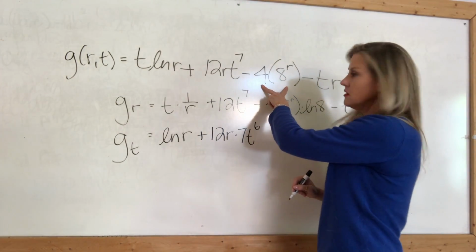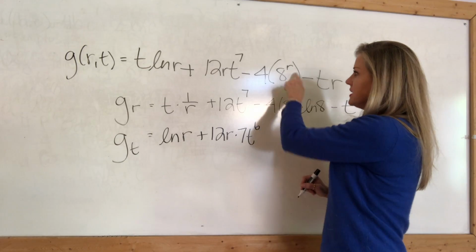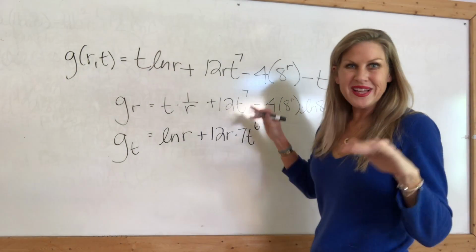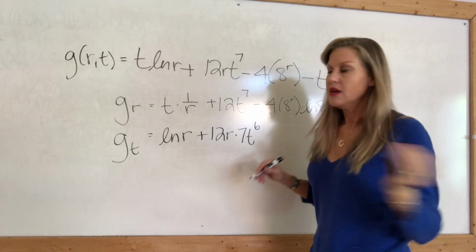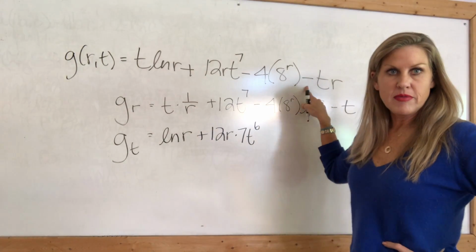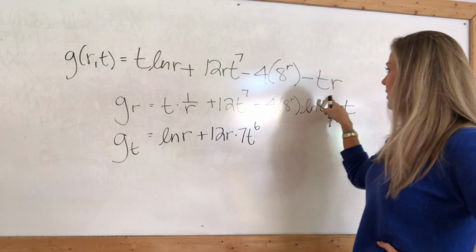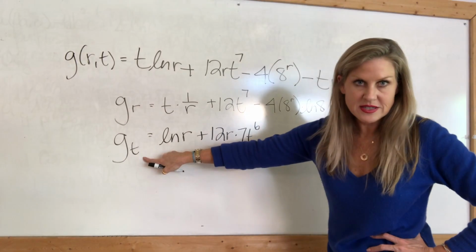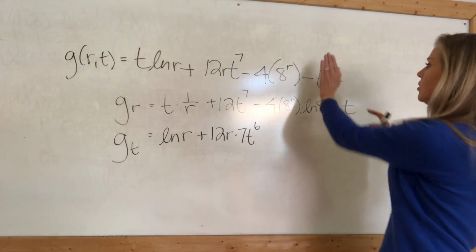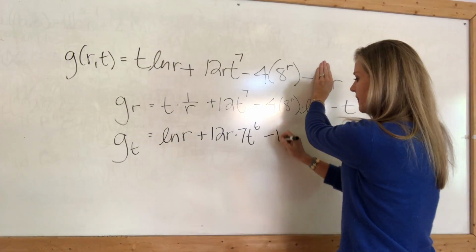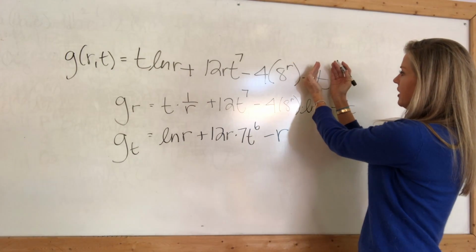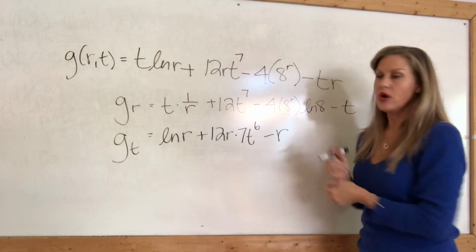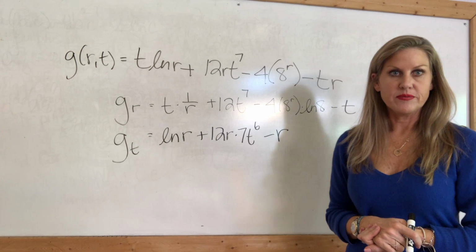Next guy, minus 4 times 8 to the r. No t, no play, go away. The whole thing is a constant and it disappears. And my final term, minus tr, well, I'm going to derive with respect to t. So I hold off on the r. I write down the parts that aren't t. And then the derivative of 1t is 1. So I'm done right there.